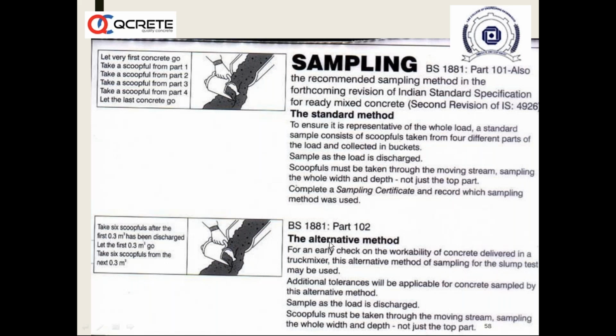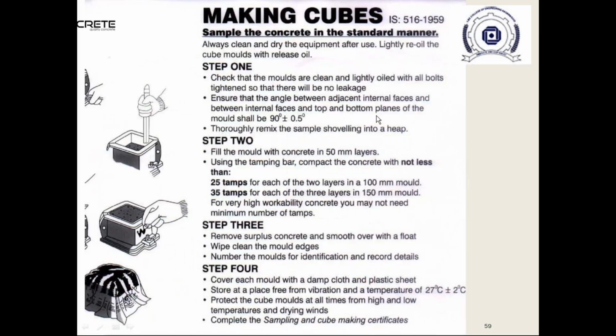There is another, alternative method, where just for checking the slump, you can release 0.3 cubic meters down the chute, and then you can take the concrete sample. In the second method, you cannot make the cubes. In the first method, both the slump can be checked and the strength cubes can be cast. This is why it is the standard method.